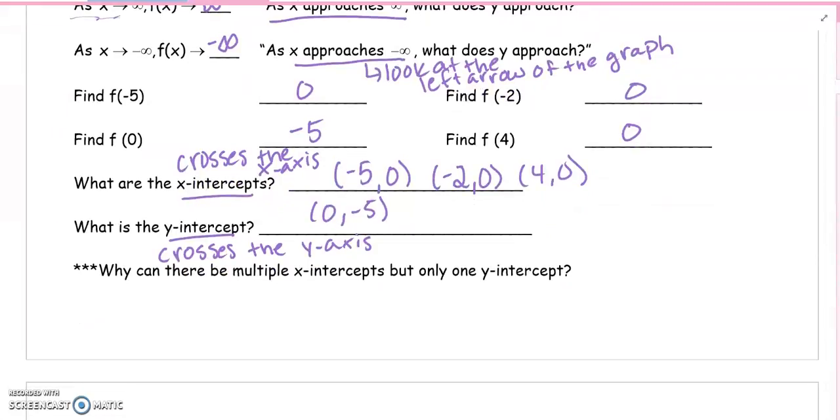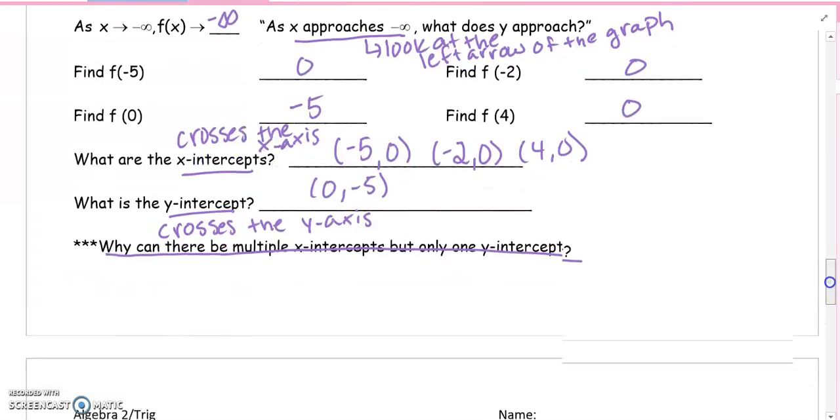Then I have a question I want you to think about and answer on your own. We'll talk about it in class. You must answer this question, have something written down, some idea, in order to get credit for these notes. Now I want you to think about and explain why there can be multiple x-intercepts, but there's only one y-intercept. I want you to think about that and think about what we know about functions. That should be a pretty good hint to help you out.